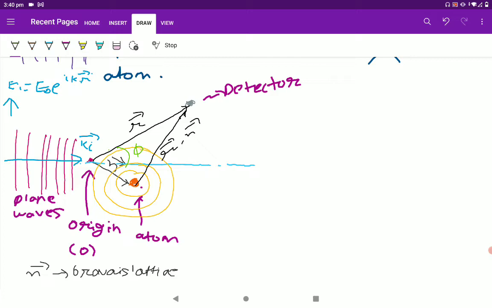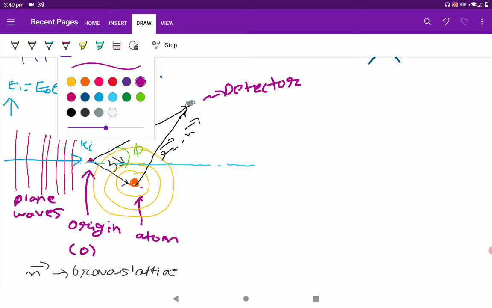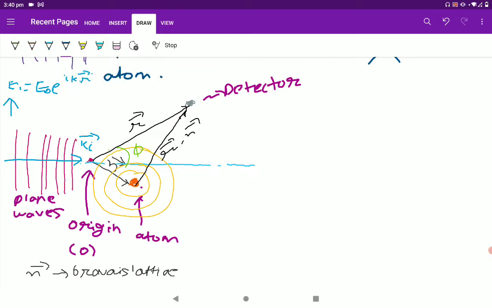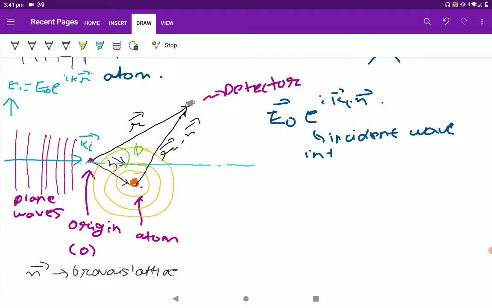Now let's write the scattered wave amplitude equation at the detector. That is, we want to write the amplitude of the electric field generated by the atom, the spherical wave at the position of the detector, which is given by this expression, that is E naught e^{ik·n}. This is the incident wave at the position of the atom.